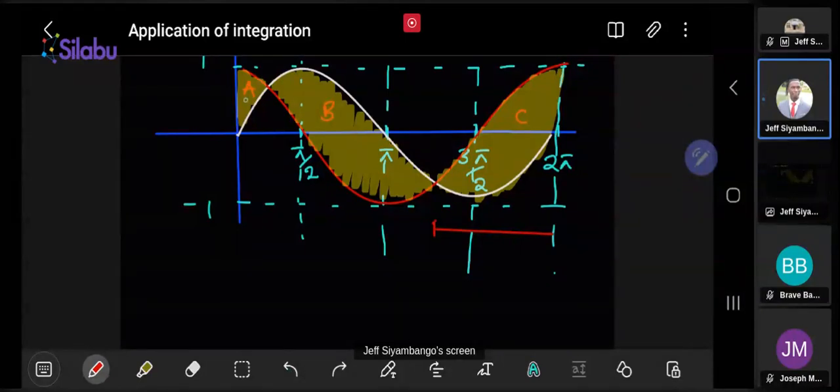It's the same thing for A as well. A, the top part, yes, is the cosine function. The bottom part, yes, is the sine function. But look at this part. This is the line y equals 0. And that is not the sine or the cosine function. So this region A is not bounded by those two graphs only.